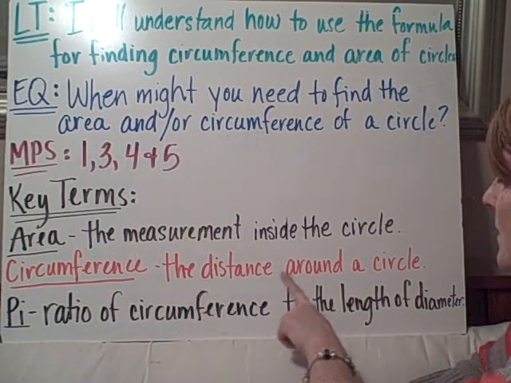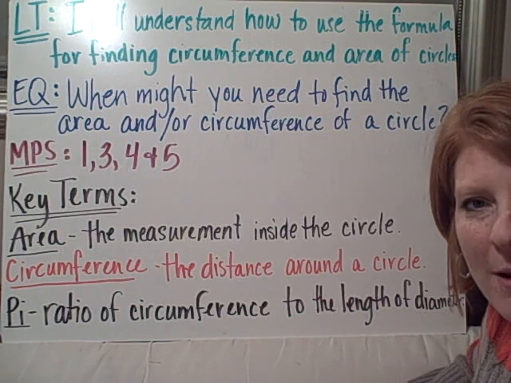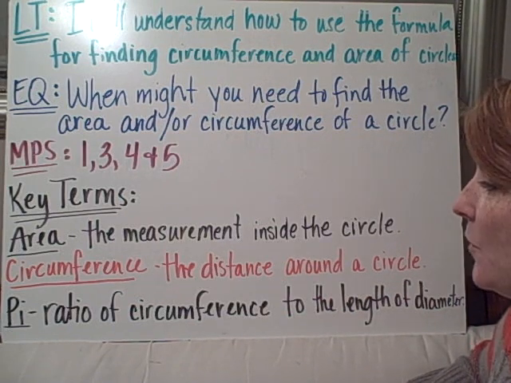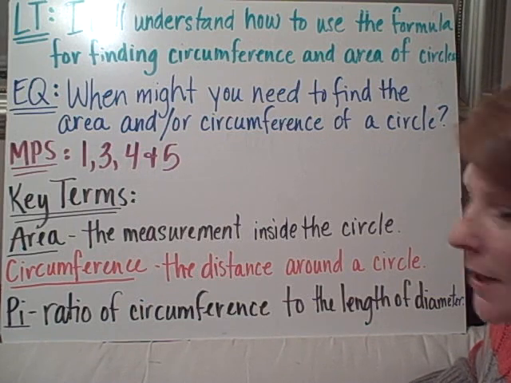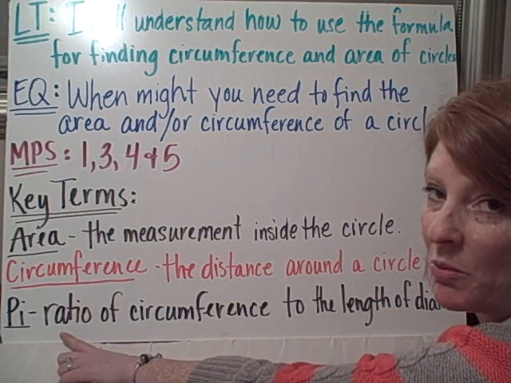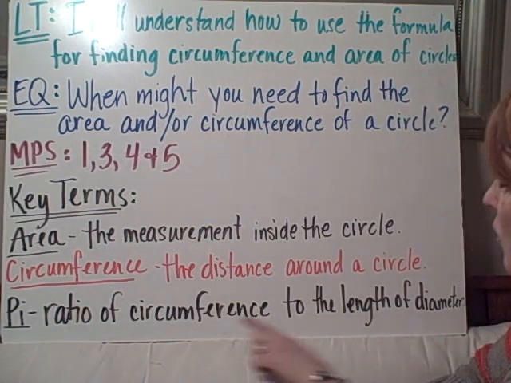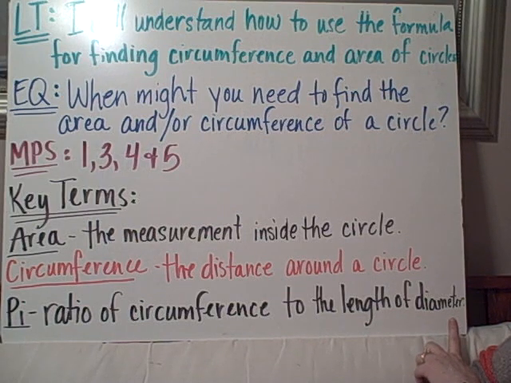Circumference is the distance around a circle. It is the perimeter form for circles, so you could think of those as being interchanged. And then pi, that is a ratio, and remember we said ratios could be like a fraction, of the circumference of a circle to the length of its diameter.